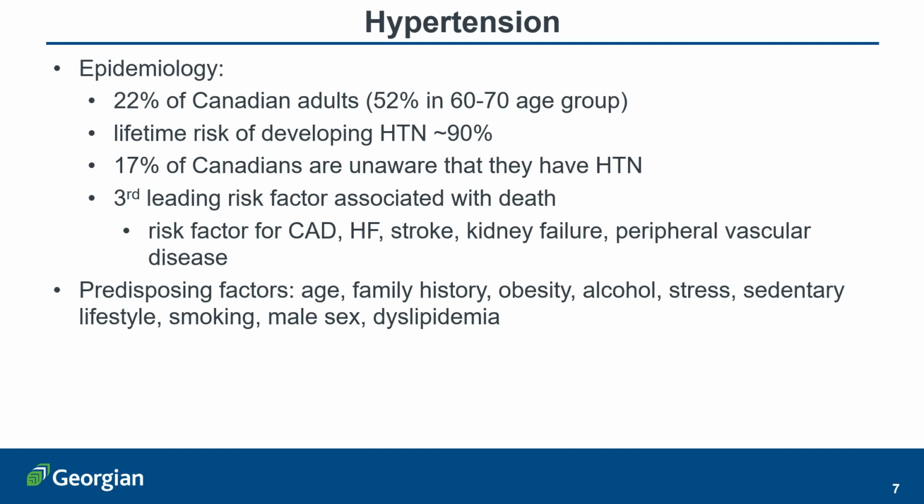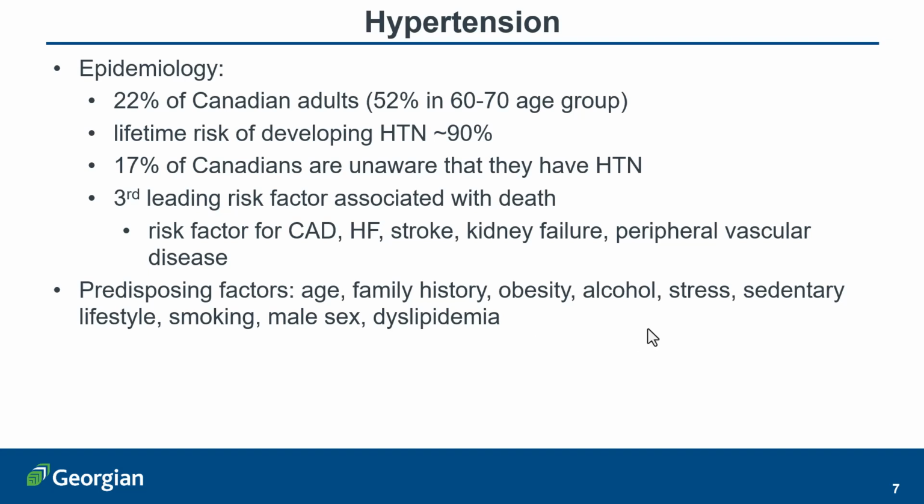What are the predisposing factors for the development of hypertension? As we mentioned, age, which is non-modifiable, family history, non-modifiable, obesity, alcohol, stress, sedentary lifestyle, smoking, all those are modifiable risk factors. Yes, male sex isn't a modifiable risk factor, but dyslipidemia is. So focus upon the modifiable risk factors, which is everything except for age, family history, and potentially dyslipidemia, although that is related to metabolic syndrome and obesity and a sedentary lifestyle, so it probably is actually modifiable.